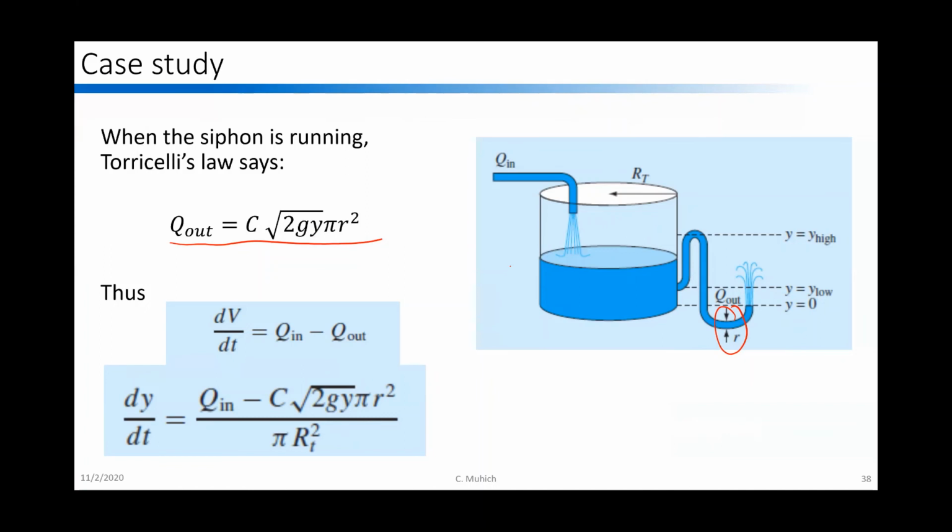discharge. We can look at the flow rate in the volume of the tank and look at how that changes. So the change in the volume of the tank with time is how much flow goes in minus how much flow goes out. If I put the area of the tank into this equation, we end up with dy/dt equal to q in minus C times the square root of 2gy times pi r squared, over pi R squared, the big radius of the tank.